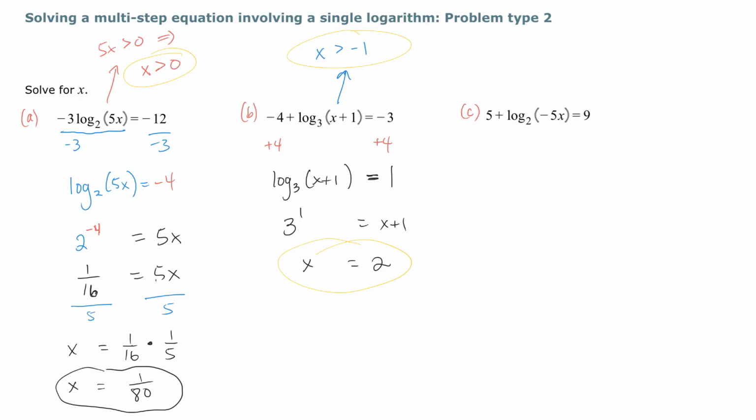Finally, the last problem here. We need to observe the domain of this function. -5x has to be greater than 0. So when you divide the entire sides by -5, remember to switch the sign. So x has to be less than 0. We're looking for an x value that is less than 0. Once again, I'm going to circle that. That's very, very important. Let's proceed.